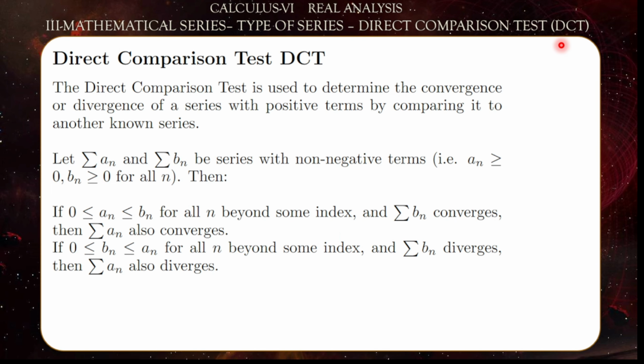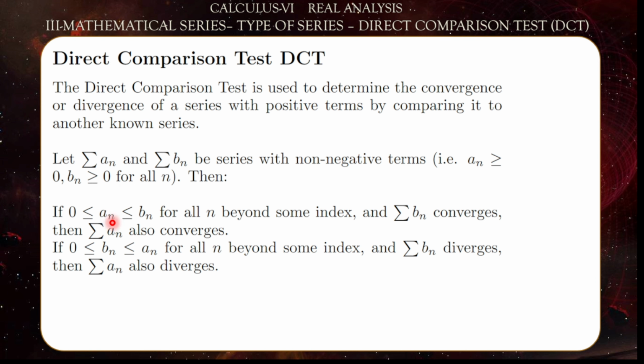Direct comparison test, or DCT. The direct comparison test is used to determine the convergence or divergence of a series with positive terms by comparing it to another known series. And here's how it works. Let's say we have sigma an and sigma bn. They are two series. Sigma an is the one that we are looking for its convergence or divergence. This is the one under the test. And sigma bn is a known series. Both of them are with non-negative terms, i.e. an is greater than or equal to 0 and bn is greater than or equal to 0 for all values of n within the natural numbers.